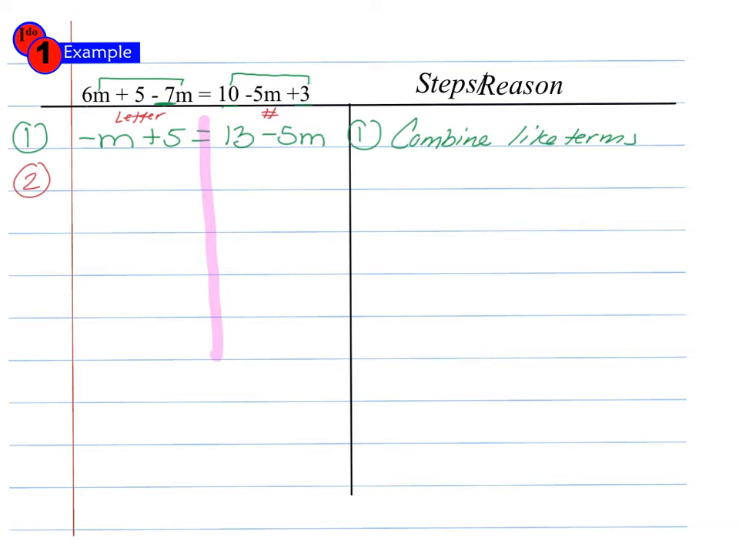So right now, I want to leave that negative m there, and I'm going to get rid of that negative 5 by doing its opposite. And numbers go with numbers, so this negative 5 goes with 13 because it doesn't have a letter. Now I'm going to have negative m is equal to, that becomes 0, and now I'm going to have 13 minus 5 is 8 minus 5m. So step 2, since I subtracted both sides by negative 5, that means it's the subtraction property.